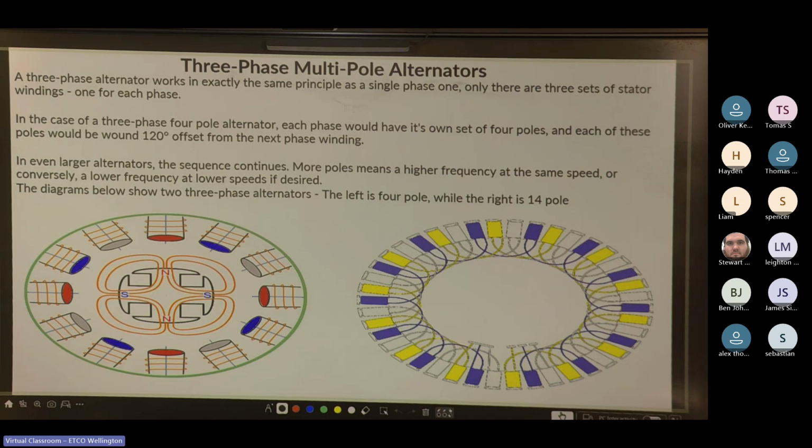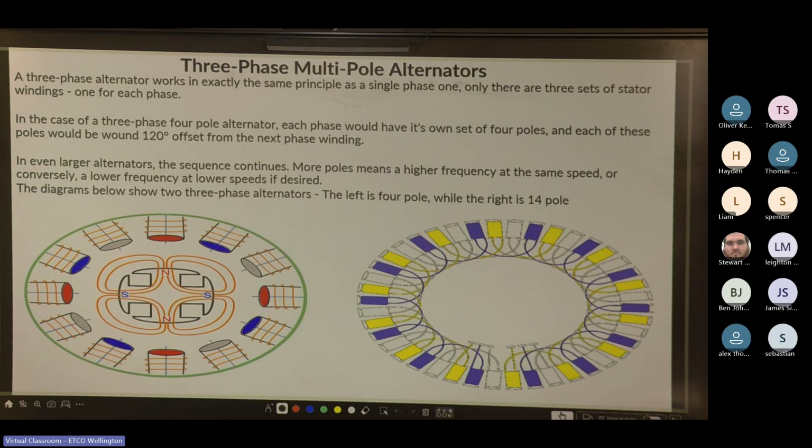In even larger alternators, the sequence continues. More poles means a higher frequency at the same speed, or conversely, a lower frequency at lower speeds if desired. The diagram below shows three-phase alternators. The left is four-pole, the right is 14-pole.